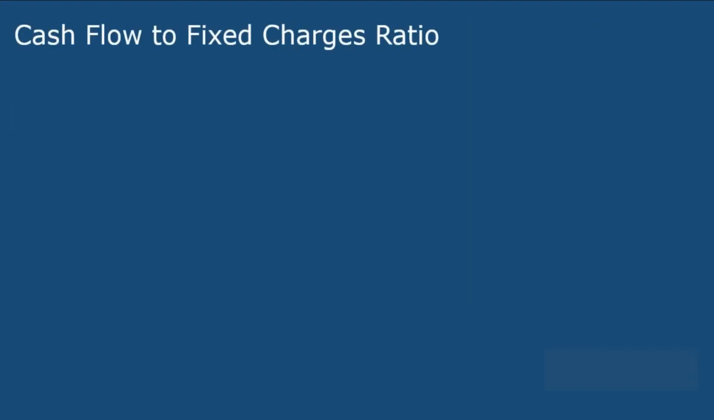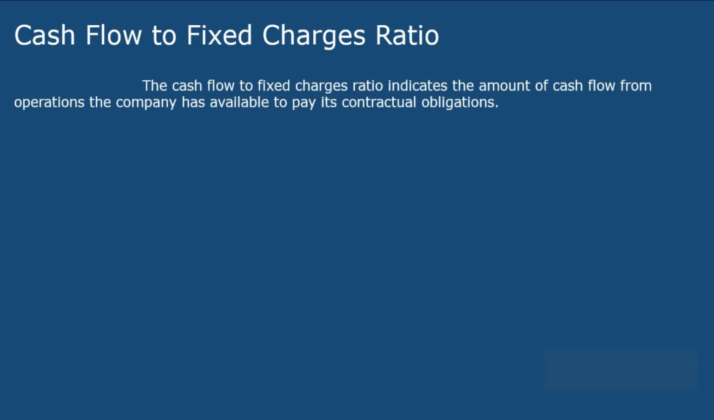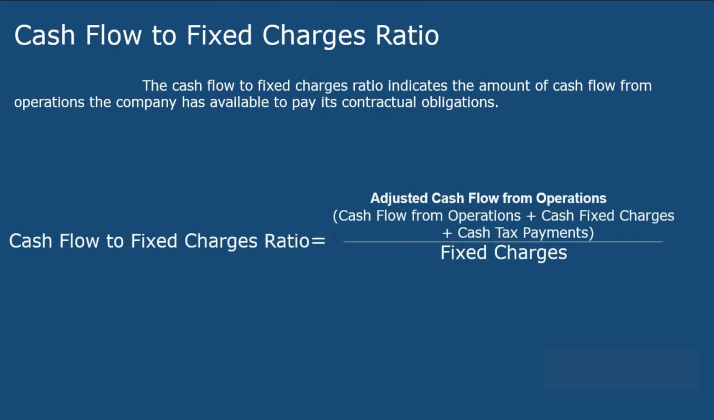Cash flow to fixed charges ratio. The cash flow to fixed charges ratio indicates the amount of cash flow from operations the company has available to pay its contractual obligations. The calculation is adjusted cash flow from operations. The calculation of adjusted cash flow from operations is adding cash flow from operations with cash fixed charges and cash tax payments, and all together divided by fixed charges.